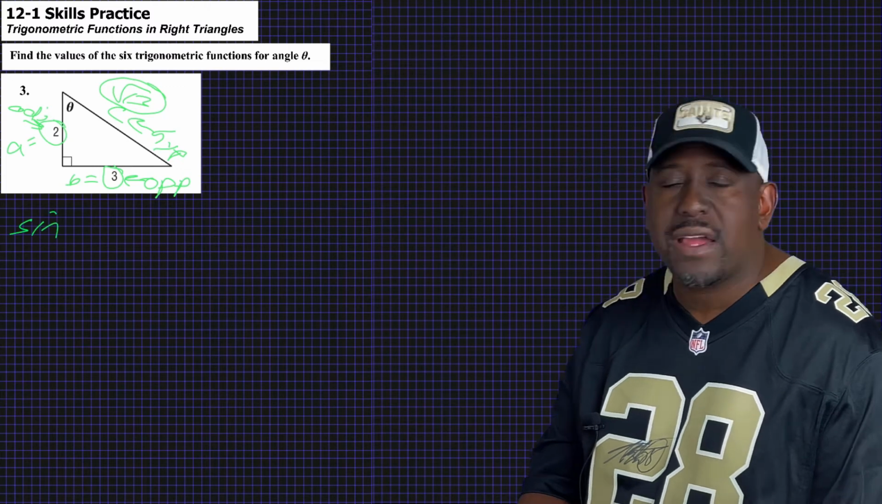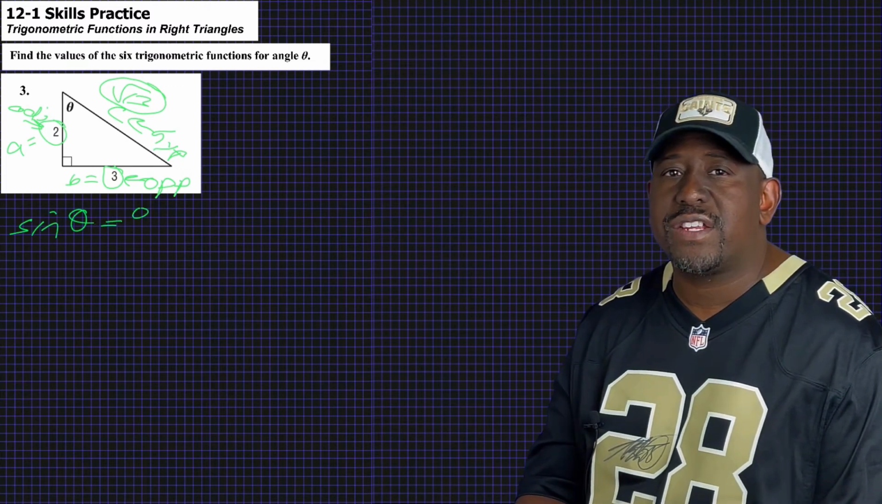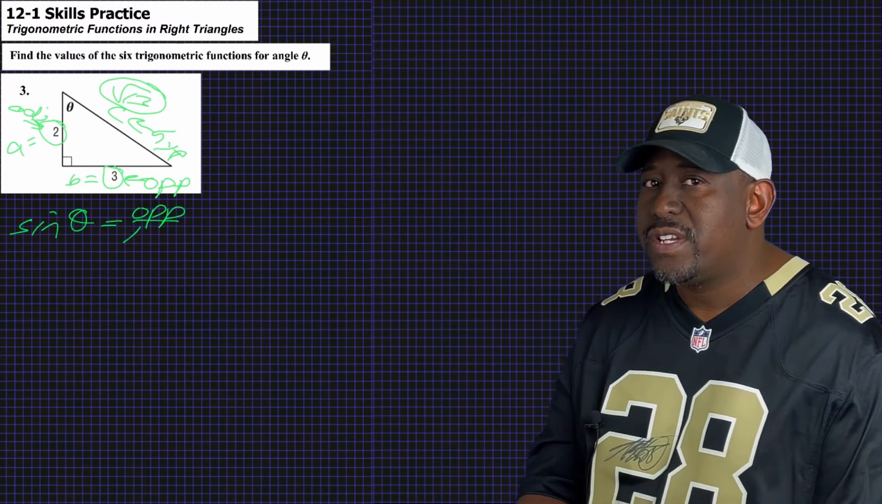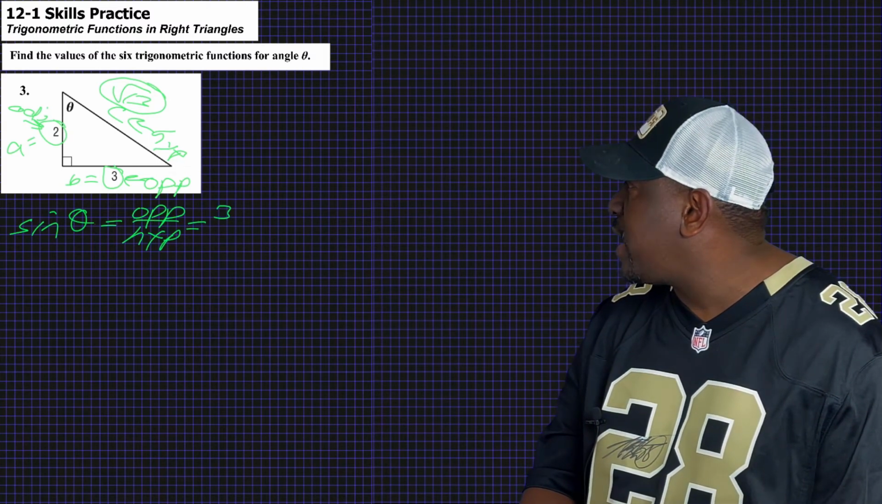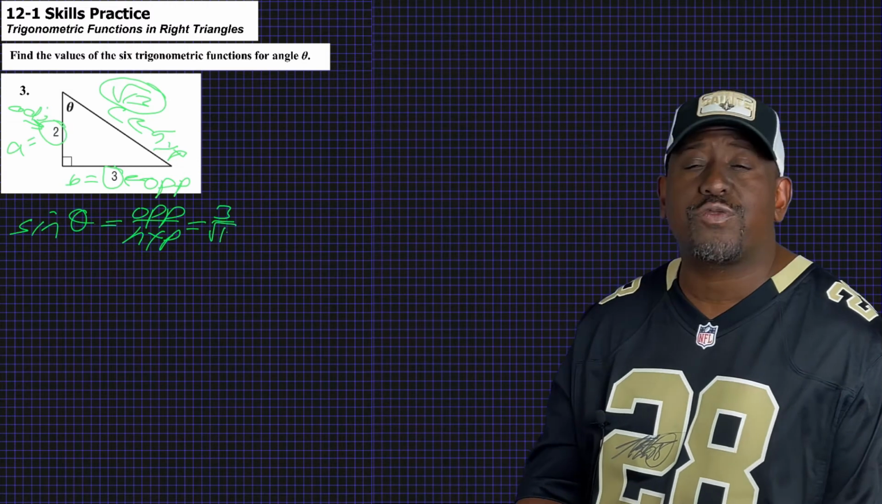We start with sine. Sine theta will be what again? Do you remember? It's opposite over hypotenuse. We substitute those values in. That will be 3 over the square root of 13.